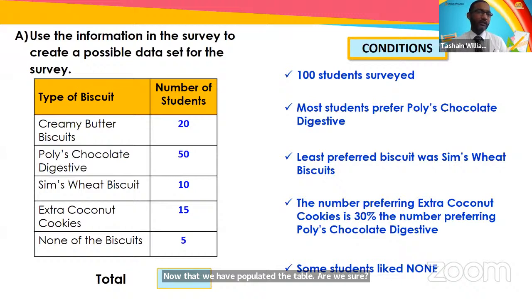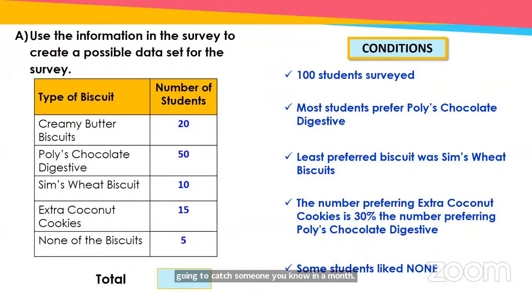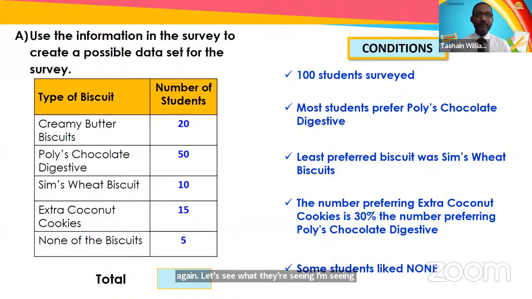Let's scan back through the conditions quickly. Is Sims wheat biscuit the least preferred biscuit on the table now? What is the least preferred biscuit on the table? Mr. Williams, I'm asking for you to ask a question again. Let's see what they are saying. All right, boys and girls, I want to ask you the question again. Which biscuit on our table is least preferred?